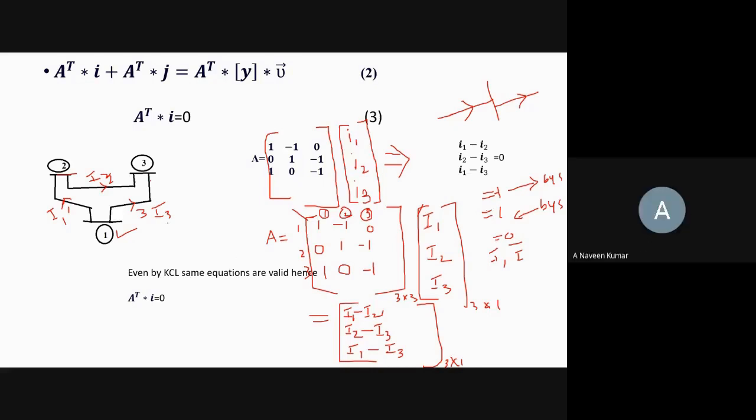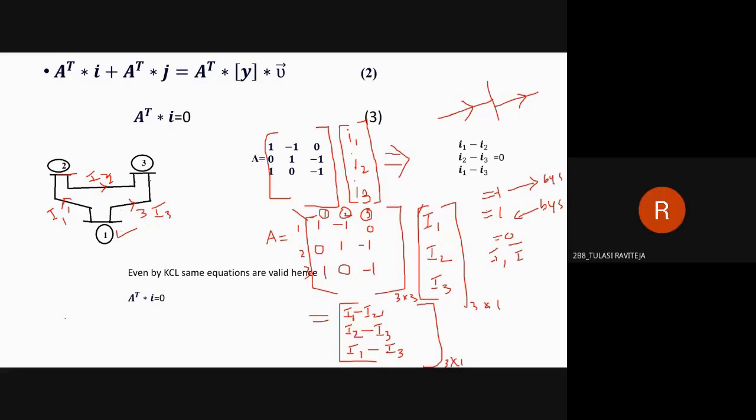Now please tell me, forget about this. If we apply KCL for each and every bus, what are the equations we'll get? For bus number 1, apply KCL, what is the equation we'll get? Sum of currents entering is equal to sum of currents leaving. Here for bus number 1, both the currents are leaving, no? Yes, sir. So what can we write here for bus number 1?